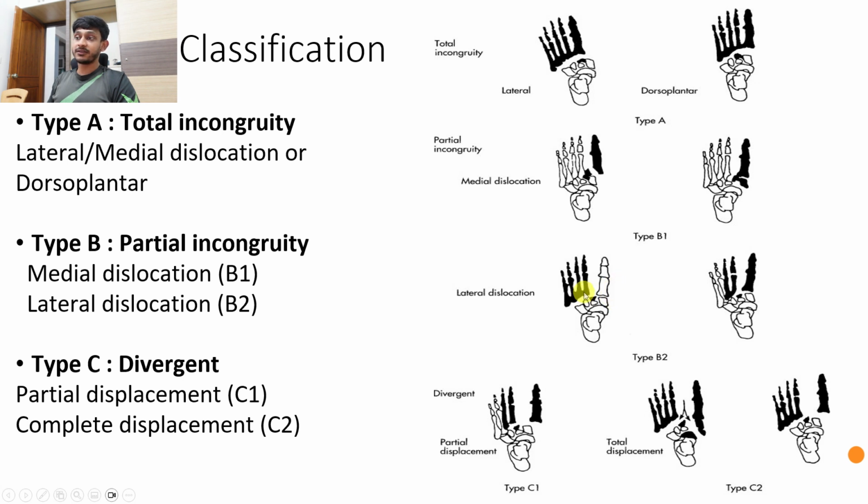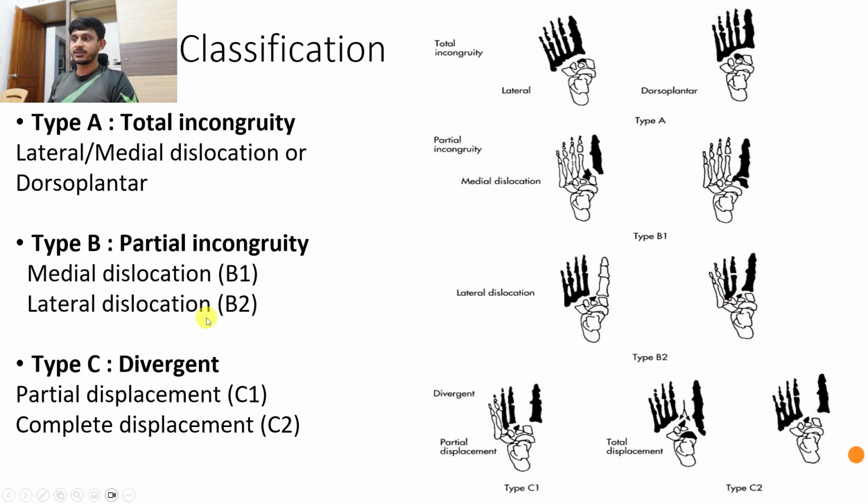B2 is when the first metatarsal is intact and the second till the fifth all can displace in the lateral direction, or only one or two, maybe the second and third can displace laterally, or the second, third, and fourth can displace laterally, or in rare situations even only the second can displace laterally. This is an example of partial incongruity lateral dislocation, B2 type.